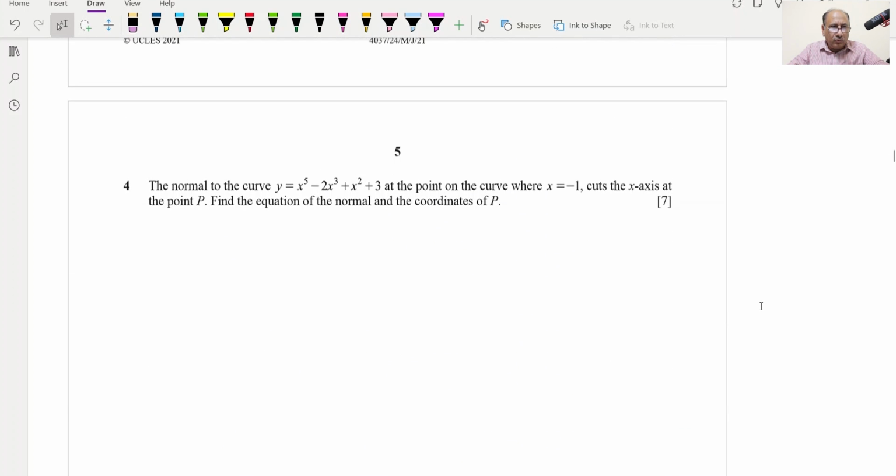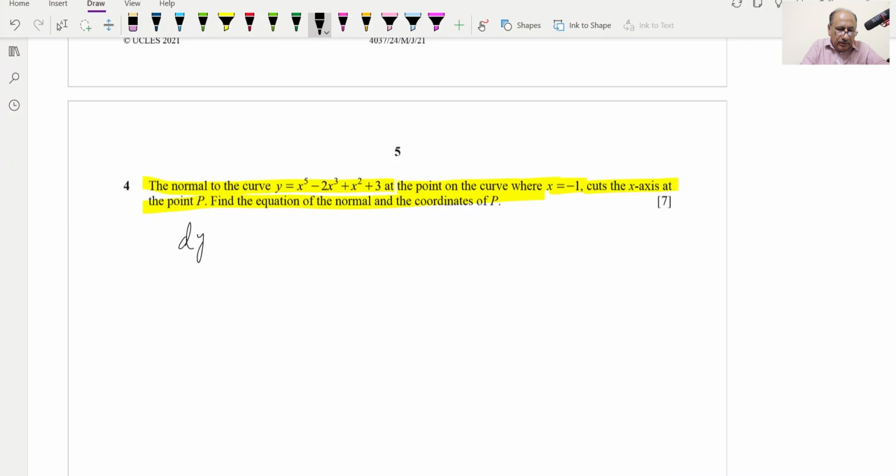Now question number 4. Question 4 says the normal to the curve, at the point on the curve where x is equal to -1, cuts the x-axis at the point P. Find the equation of the normal and the coordinates of P. So first of all, we will find the equation of the normal. To reach the equation of the normal, first we will get the equation of the tangent, so that will be dy over dx. So we will find the gradient. Basically we need the gradient for that one.